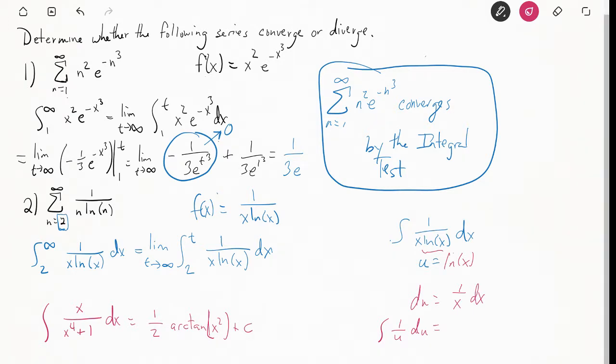So our answer here, what does this become? Well, this is just natural log of the absolute value of u plus some constant c. That's natural log of, well, u was natural log of x, so natural log of x, plus that constant c.